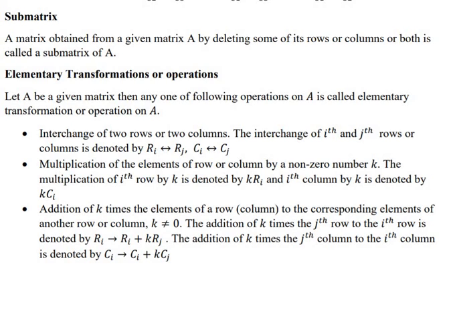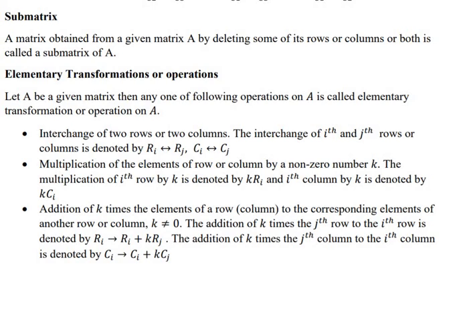The interchange of ith and jth rows or columns is denoted by a double-headed arrow, Ri to Rj, as well as Ci to Cj. The next transformation is multiplication of the elements of a row or column by a non-zero number k. The multiplication of ith row by k is denoted by kRi and ith column by k is denoted by kCi.